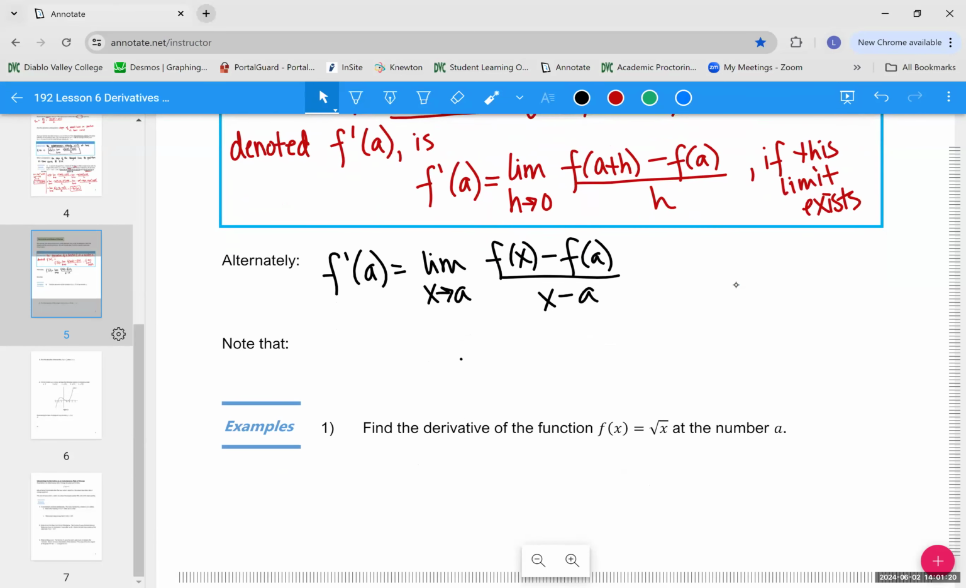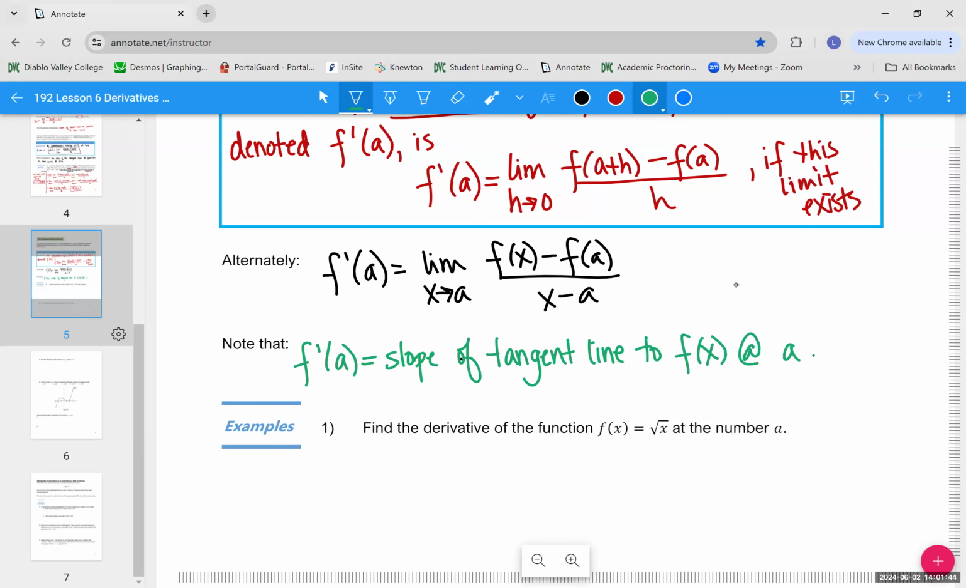And then just be sure to note that this calculation has still come from the same place. So f prime of a, the derivative of f at a, is in fact equal to the slope of the tangent line to f of x at a. So that is one immediate interpretation of the derivative, is the slope of the tangent line to the curve.